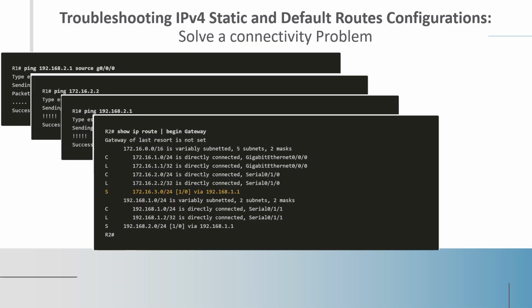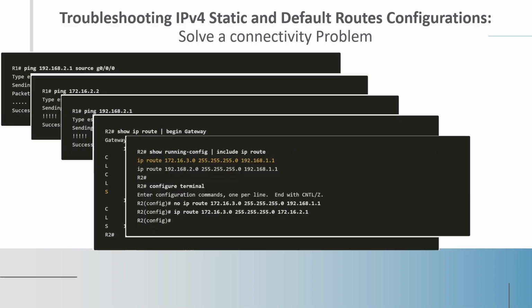The routing table of router 2 is shown here in this example. We can see that the 172.16.3.0/24 network is configured incorrectly. The static route to 172.16.3.0/24 has been configured using the next hop address 192.168.1.1. Therefore, packets destined for 172.16.3.0/24 are sent back to router 3 instead of router 1.